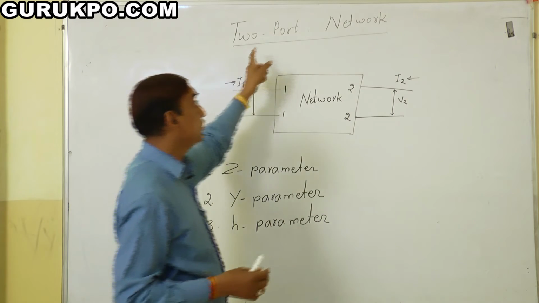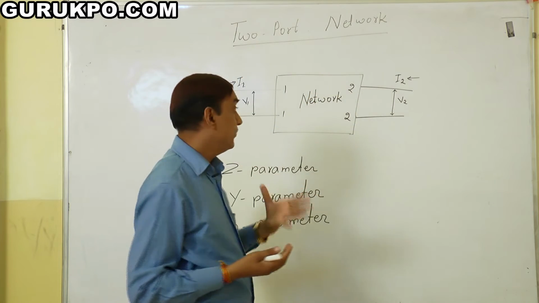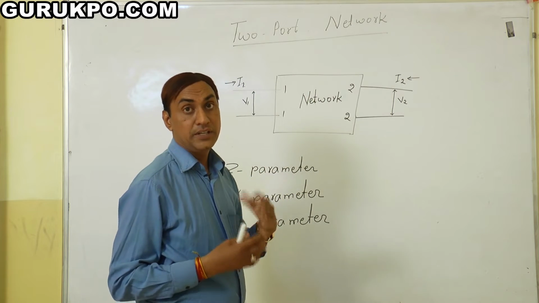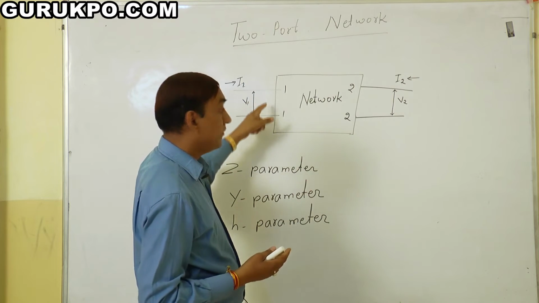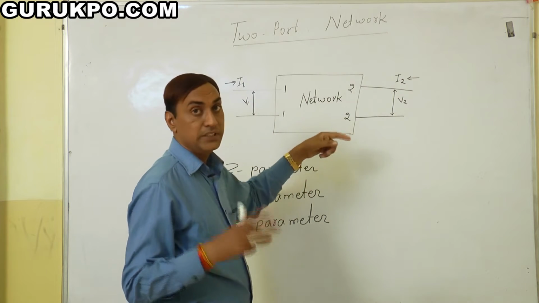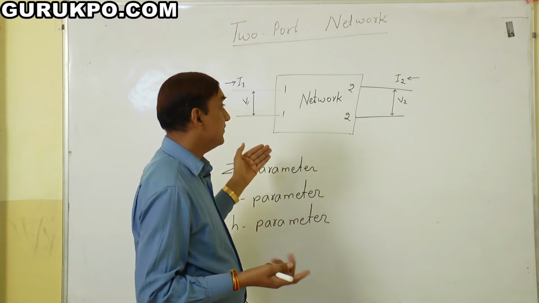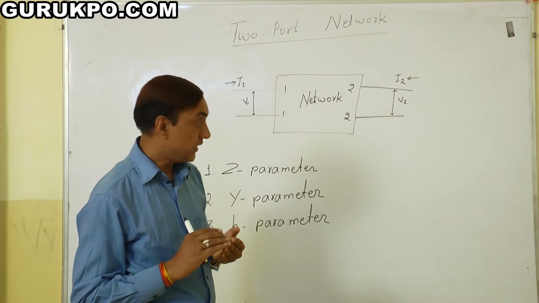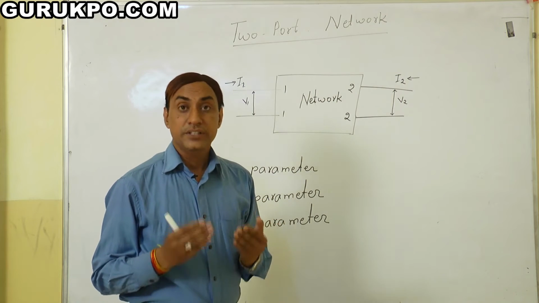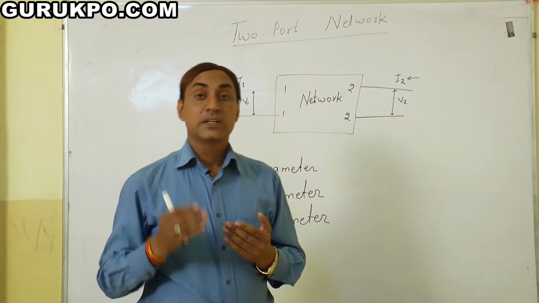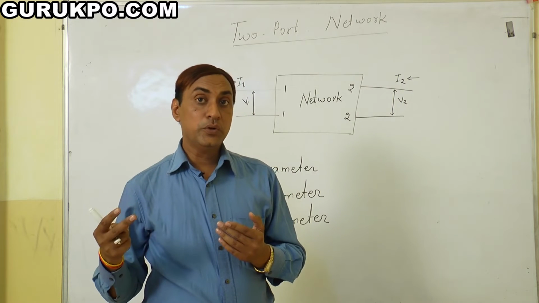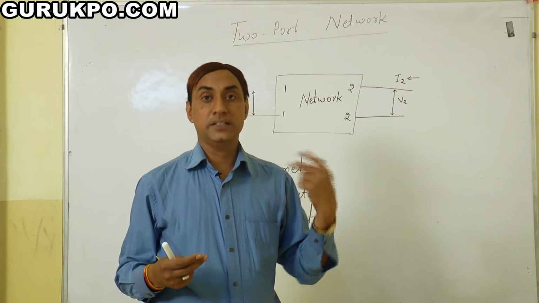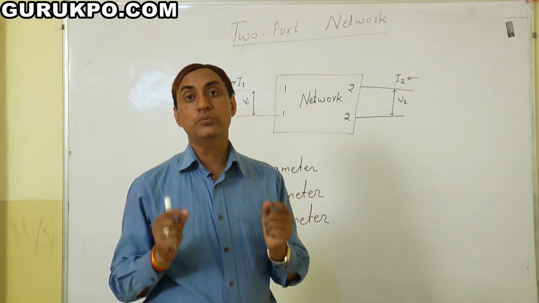Because when we say two-port network, it means we have four terminals. We also say a four-terminal network. It means there are four terminals: one and two on one side, and the third and fourth on the other. That's why we say four-terminal or two-port network. Very simple. Again, a two-port network means we have two ports, two terminals on one side and two terminals on the other side. That's why we say two-port network.